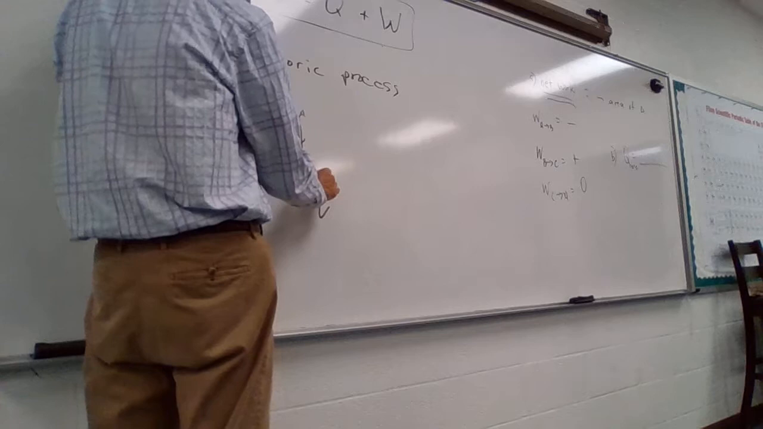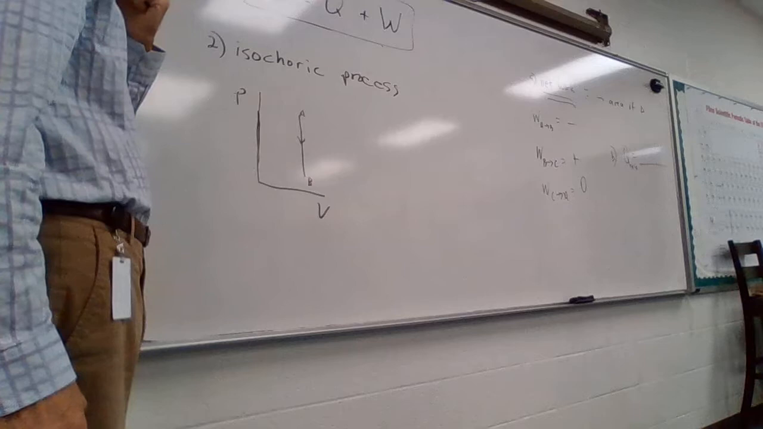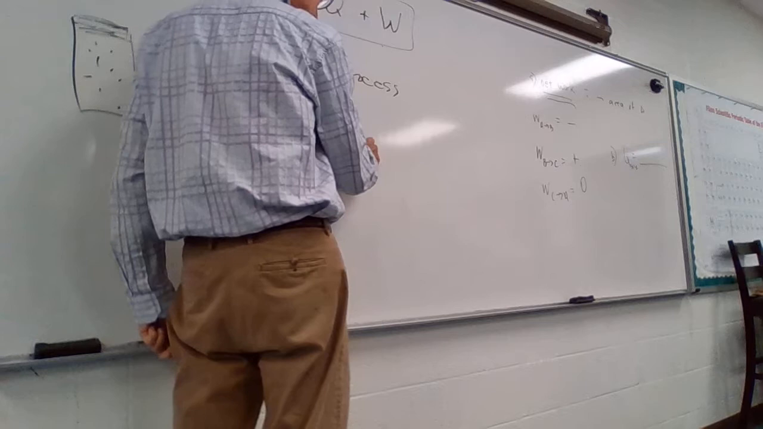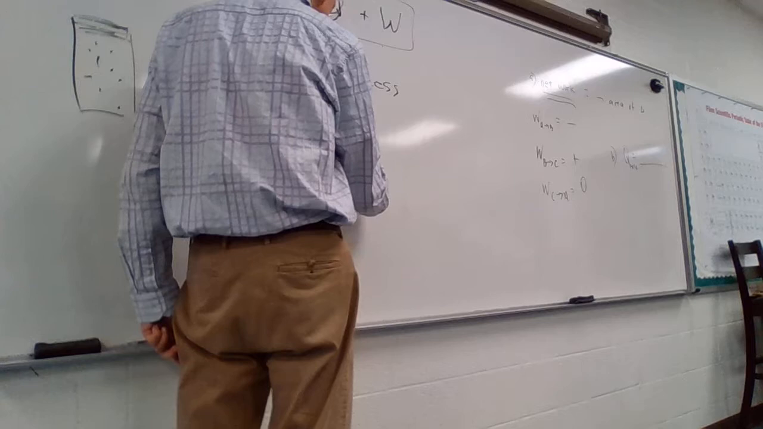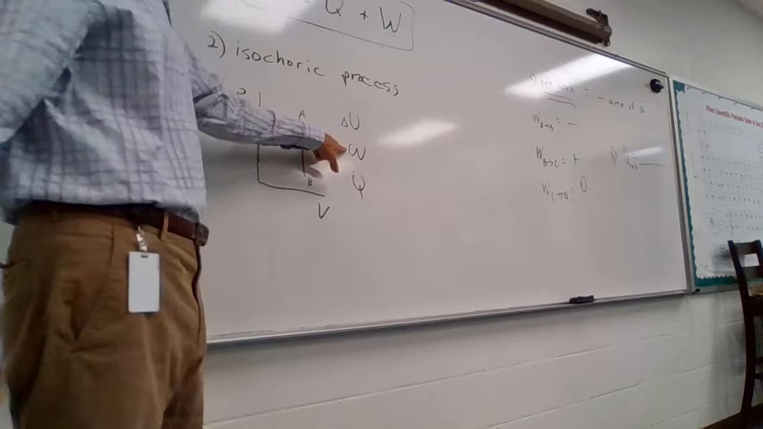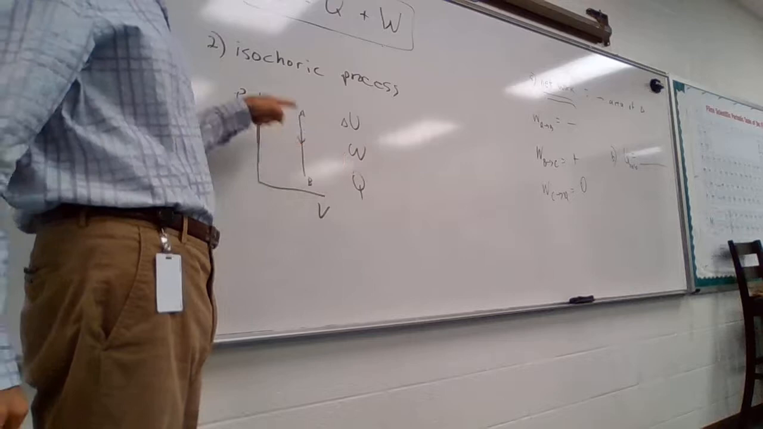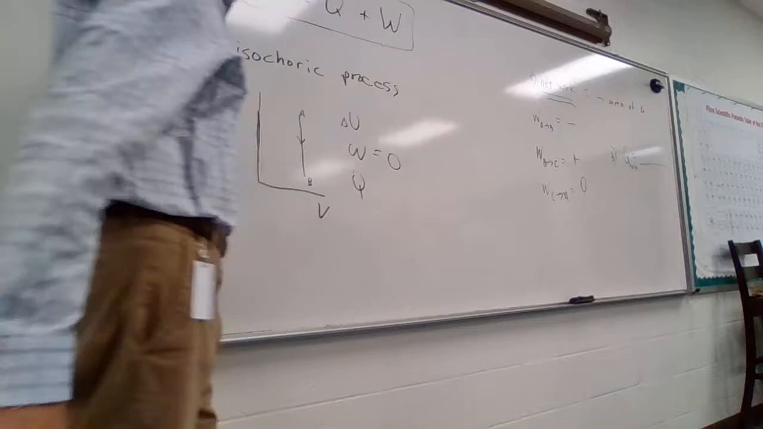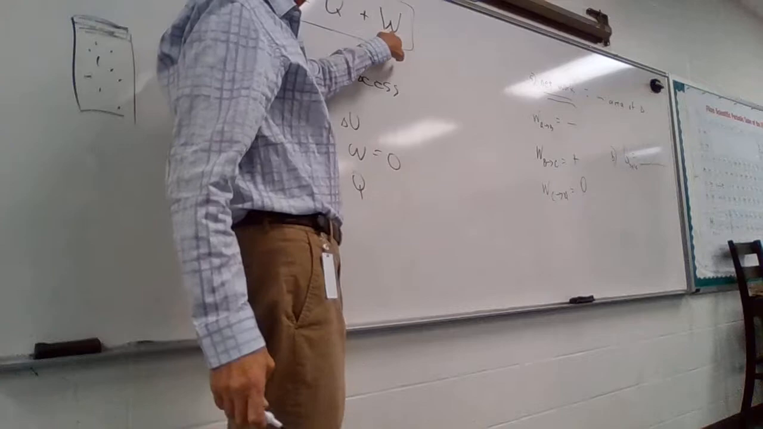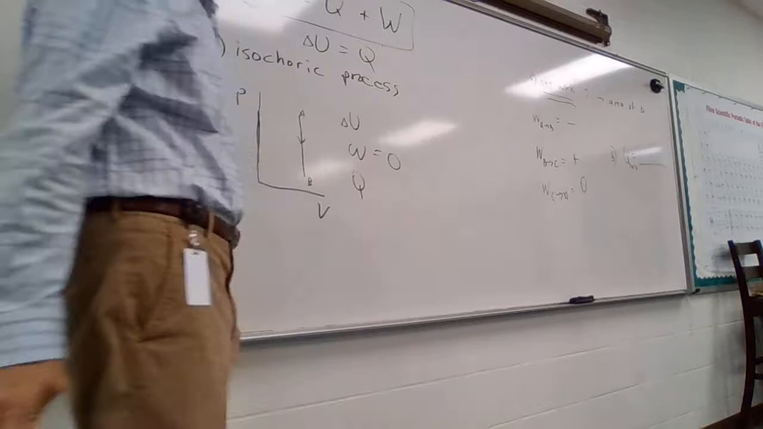All right. If the volume doesn't change, we still want to know what happens to delta U, work, and Q. There you go. Easy one. Work. What do you know about work if it's isochoric? Zero. There's no area under a vertical line. Work is zero. Now, if work is zero, you go up here and take the W out. So now delta U just becomes equal to Q, doesn't it? Because we know work is zero from A to B.